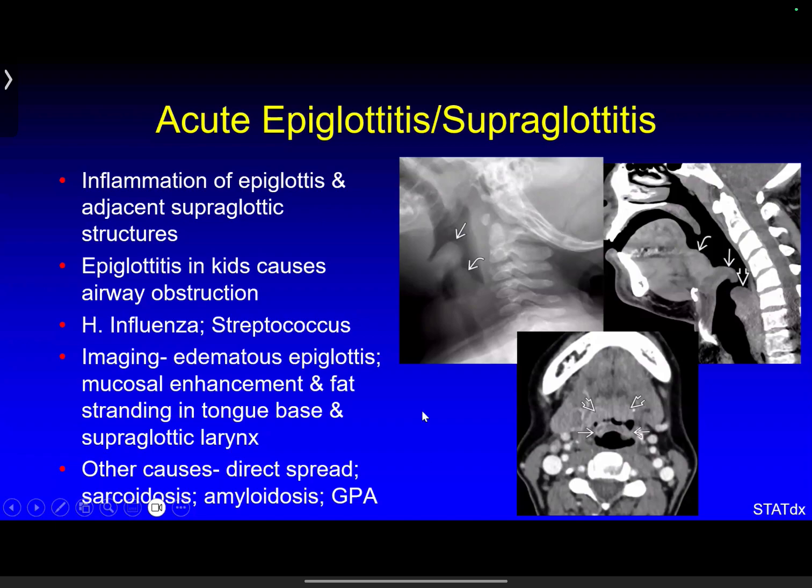So there are other causes for acute epiglottitis. It can be due to direct spread of edema from an adjacent infection, or even due to non-acute granulomatous conditions like sarcoidosis, GPA, or amyloidosis.